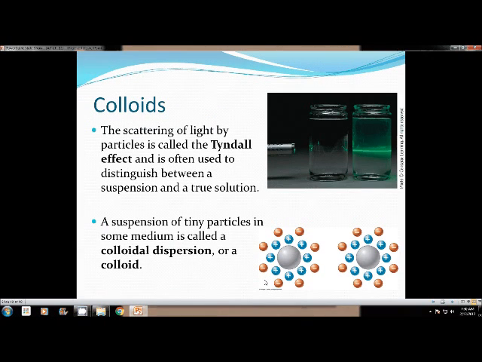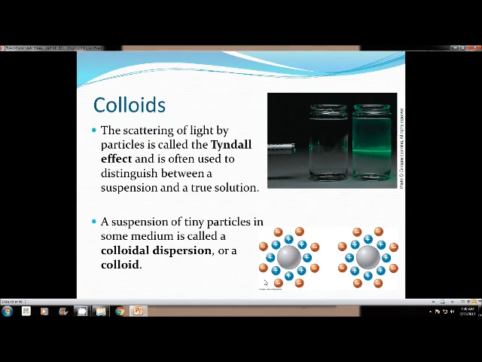The last thing that we can talk about for solutions are colloids. The scattering of light particles is called the Tyndall effect, and is also used to distinguish between a suspension and a true solution. The suspension of tiny particles in a medium is called a colloidal dispersion, or a colloid.